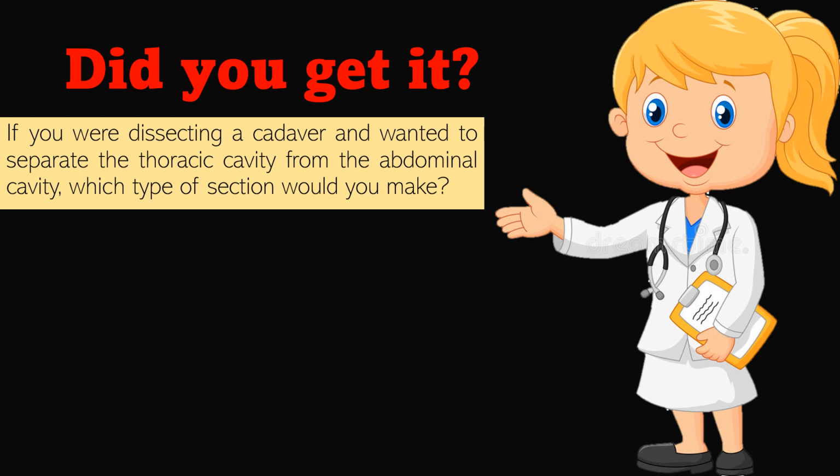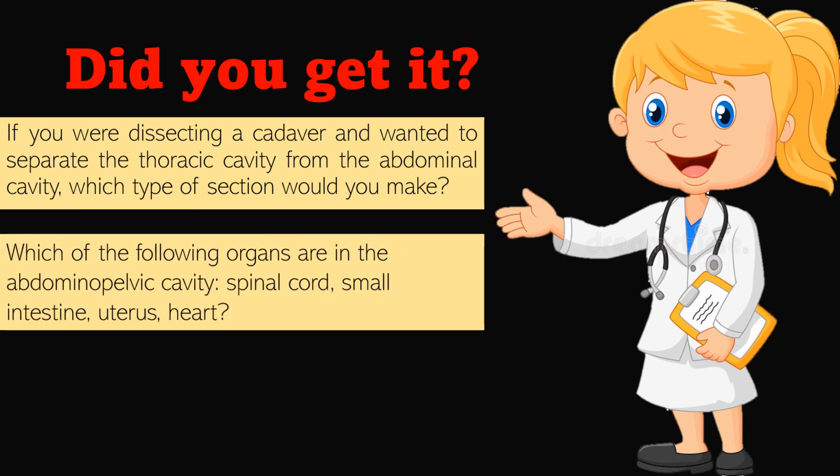The first question is, if you were dissecting a cadaver and wanted to separate the thoracic cavity from the abdominal cavity, which type of section would you make? First we need to understand that the thoracic cavity is superior to the abdominal cavity, and the abdominal cavity, with reference to the thoracic cavity, is inferior to it. So we make a cut or section along a transverse plane. We make a transverse section.